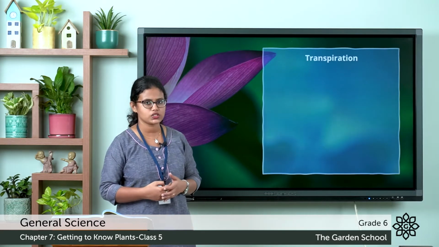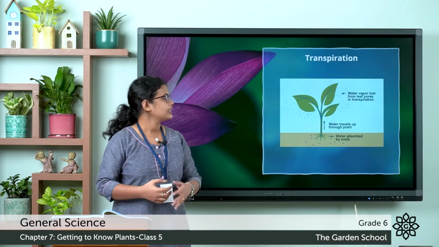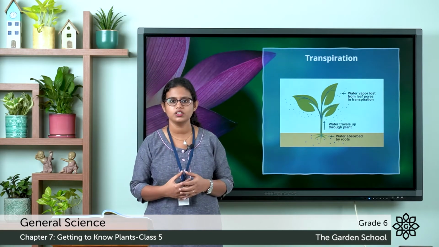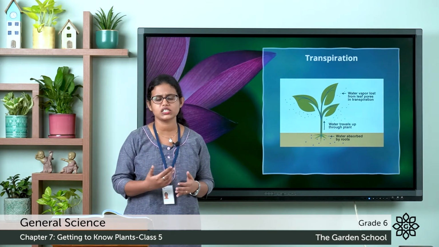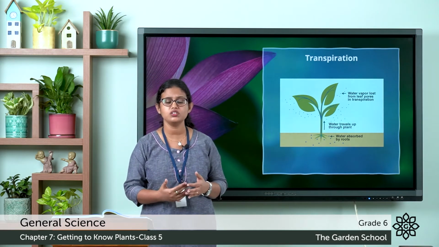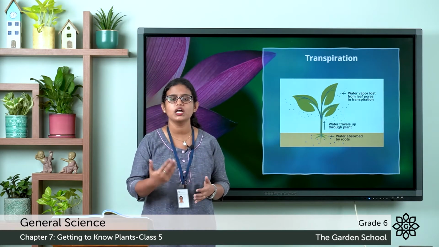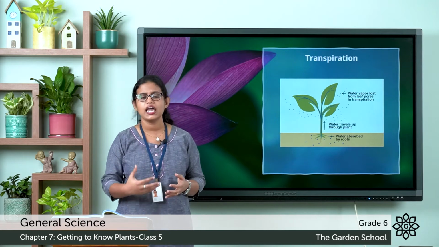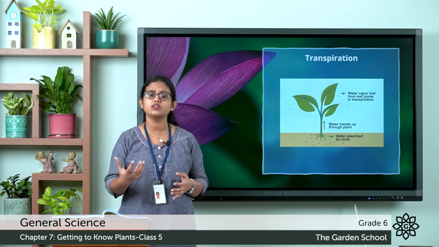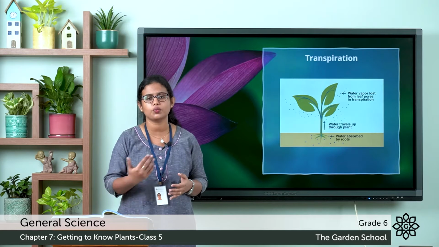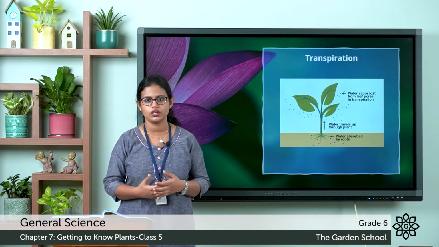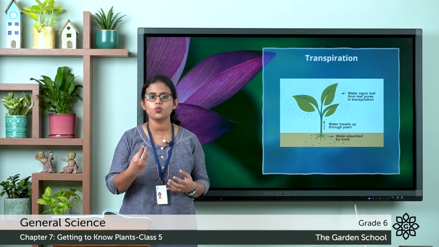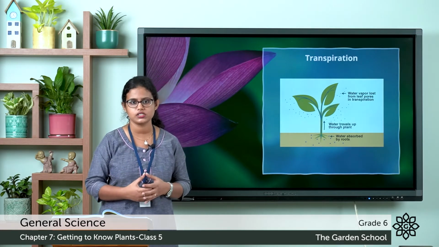Moving to the next one, that is transpiration. It is also another function of a leaf. So, what is transpiration? Transpiration is a process by which the plants release excess amount of water in the form of vapor through stomata. That process is called as transpiration. So, plants lose water through their leaves.